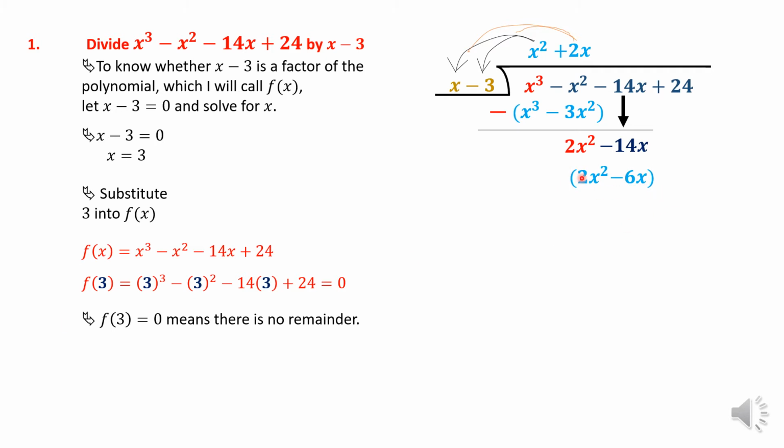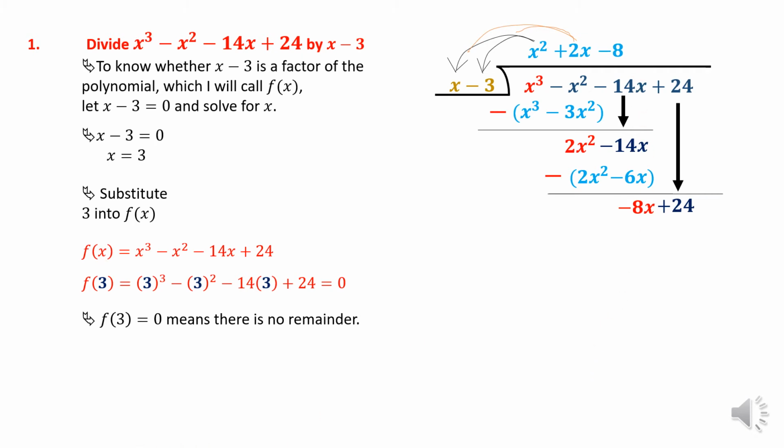That gives you 2x times x gives you 2x squared, and 2x times -3 gives you the -6 here. So we are supposed then to subtract again. So when we subtract, we get this -8x here. Before we start again dividing that x into the -8x, it will be helpful if you can bring down that 24 there.